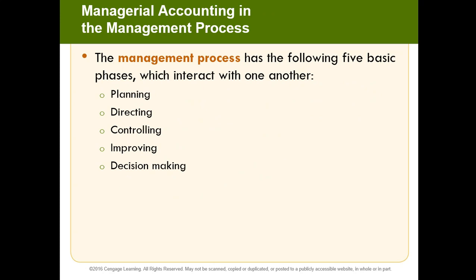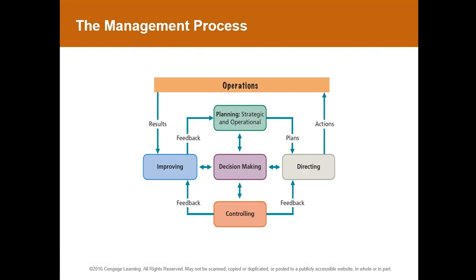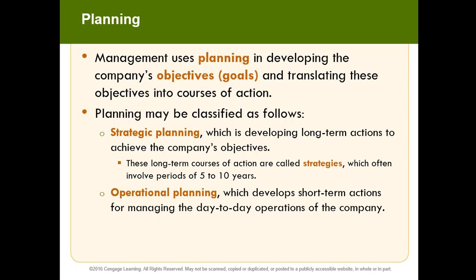The 3 you'll hear most often are planning, directing, and controlling. Improving and decision making are the other 2 that pop in. And here's a flow chart that explains all of these things and how they interact, if you want to go back to that or look at that as we are discussing it.